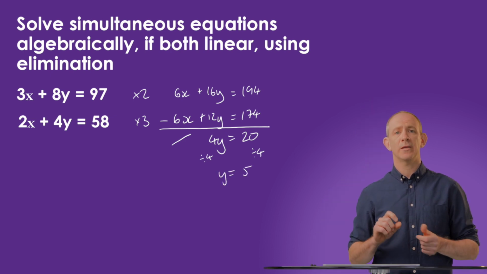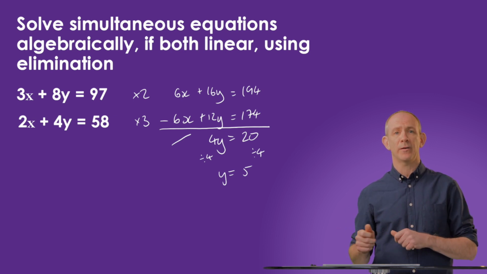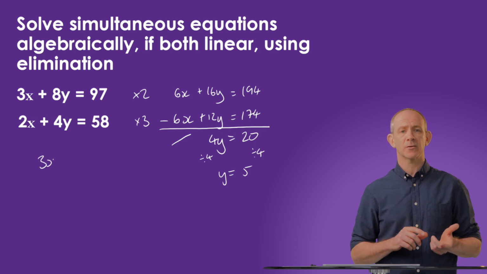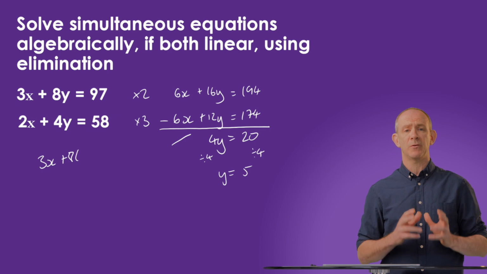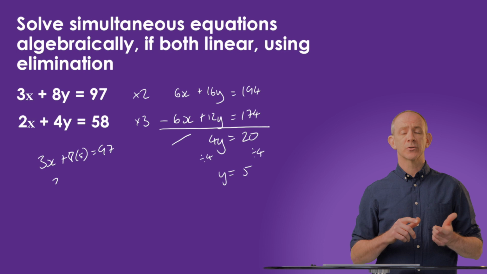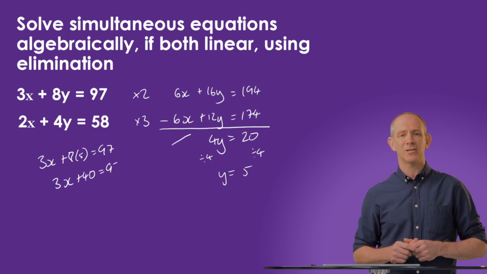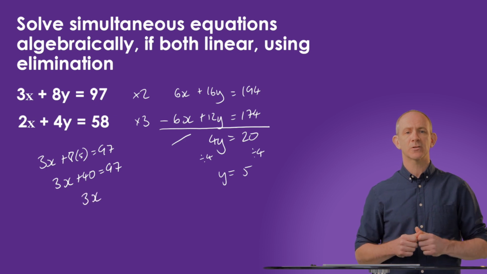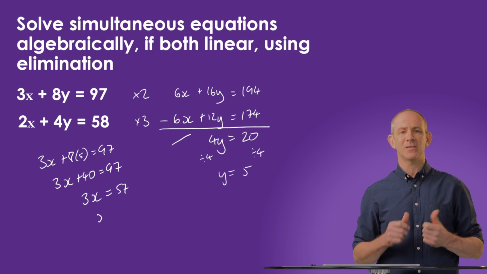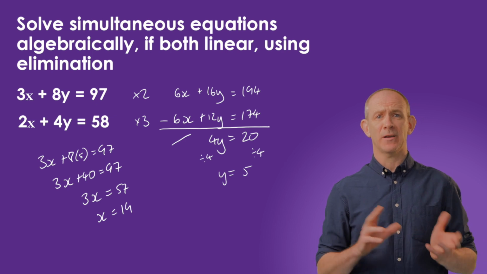So now we know that y equals 5, we can use one of the original equations to substitute in the value for y and then solve for x. So if we take the first equation, we've got 3x plus 8y, which we now know to be 5, and that equals 97. If we multiply the 8 times 5, we get 3x plus 40 equals 97, and then we subtract 40 from both sides to get 3x equals 57, and then divide both sides by 3 to get x equals 19. Now I have a value for x and a value for y.